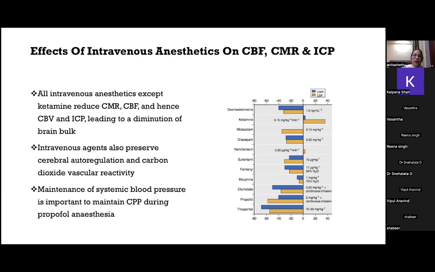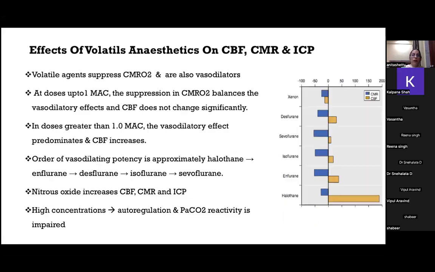But though intravenous anesthetic agents reduce the ICP, it is important to remember that you have to maintain the CPP during propofol anesthesia, because propofol can cause hypotension. So as seen in this, ketamine is the agent which can increase the CMRO2 and cerebral blood flow, whereas all other agents will decrease the CMRO2 and cerebral blood flow.